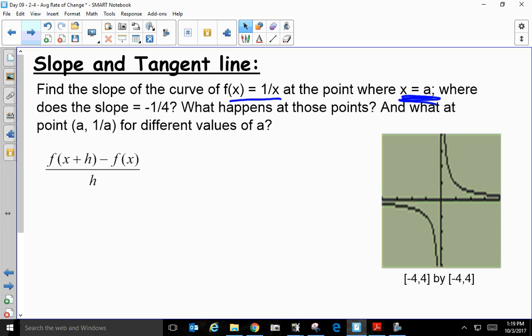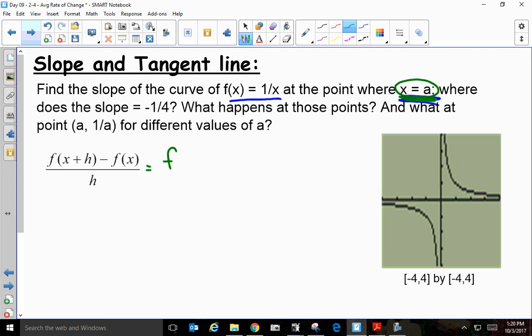Now, I know that x equals a, correct? So the first thing I'm going to do is say, okay, it's the function of a plus h minus the function, we're going to put an a in for this x as well, all over h. At the point, right at the point is instantaneous, isn't it? Yes. This is instantaneous, so they want instantaneous slope, not an average over 2 points.